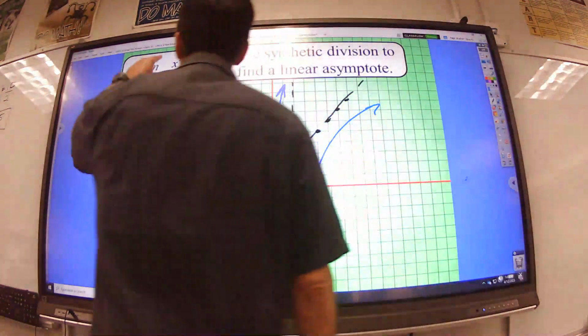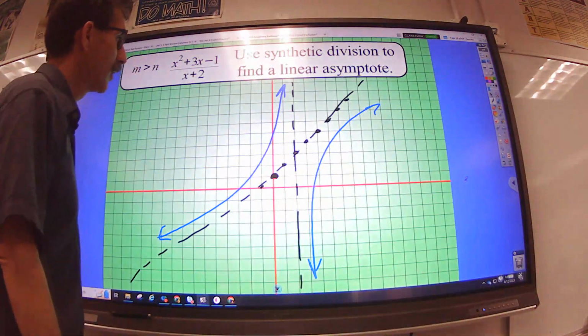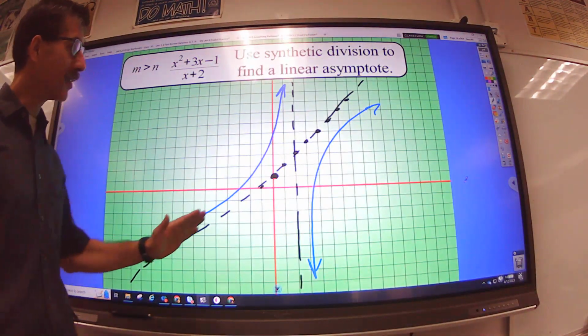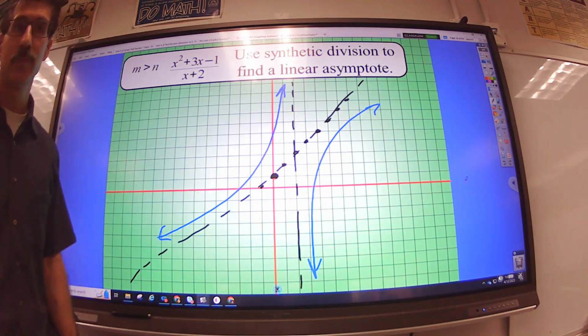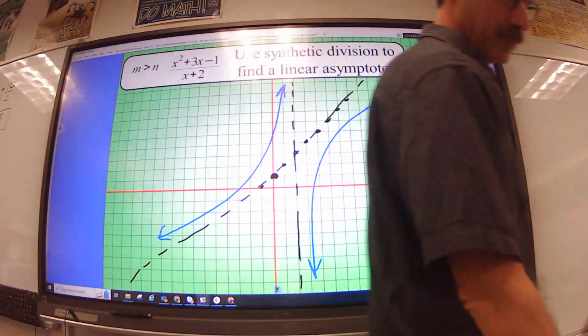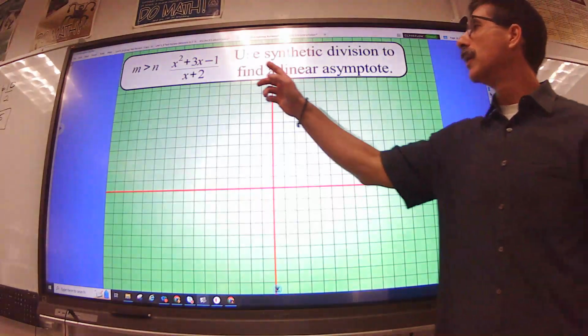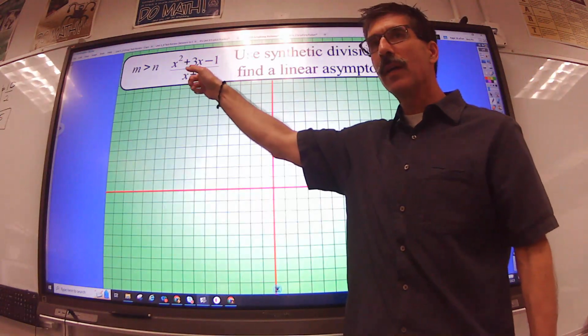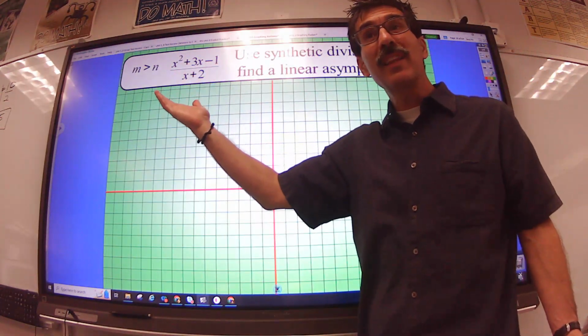Like, for example, 2 over 1. It's going to be a slanted asymptote. Okay, so M is greater than N. Now, it's kind of like this.